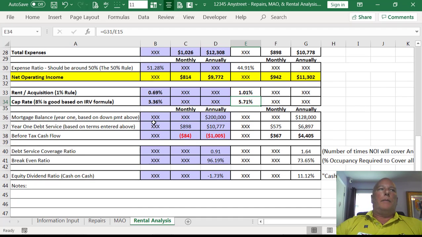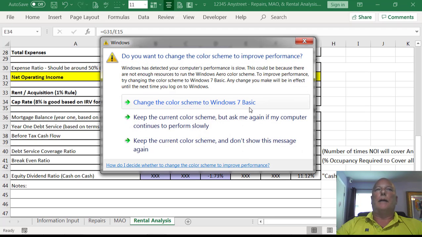But it should be around 8 is good. But in this market right now, we're kind of closer between 6 and 7. 7 being really good in the seller's market, but a lot of them are 5 and 6, so it just depends on what market you're in. Seller's market, you're going to be a little higher on the cap rate. I'm sorry, seller's market, you're going to be lower. On a buyer's market, you'll be a little higher.